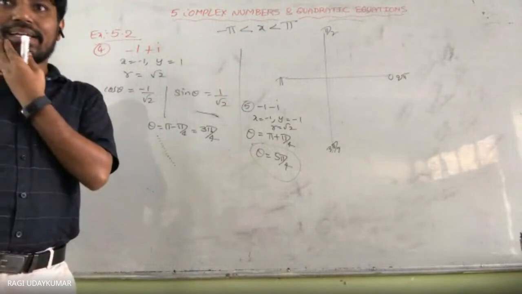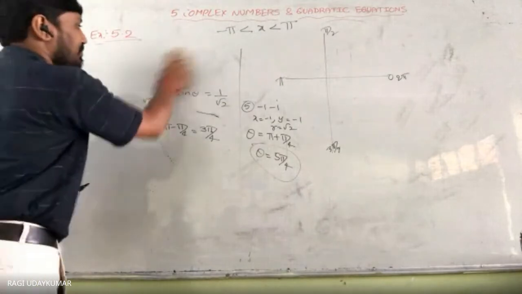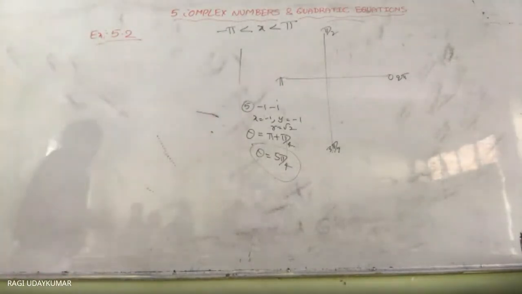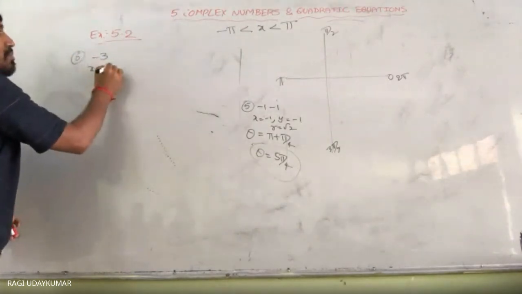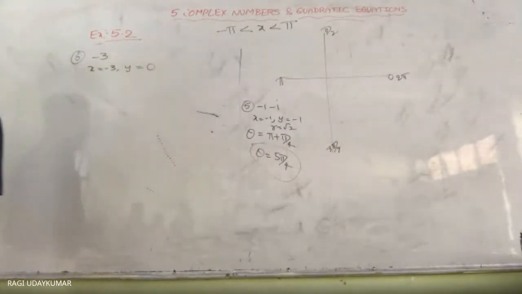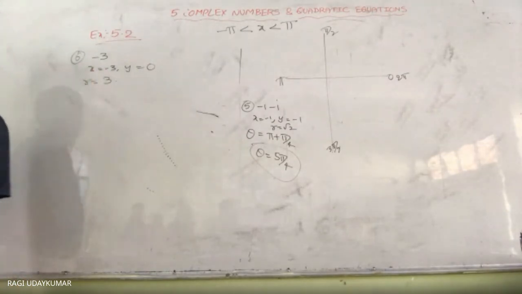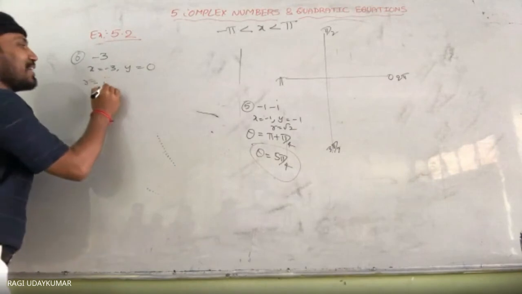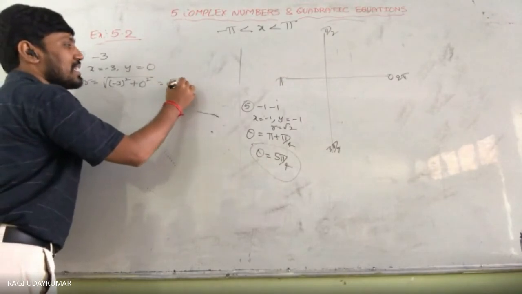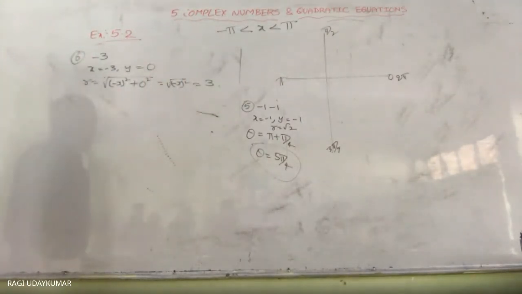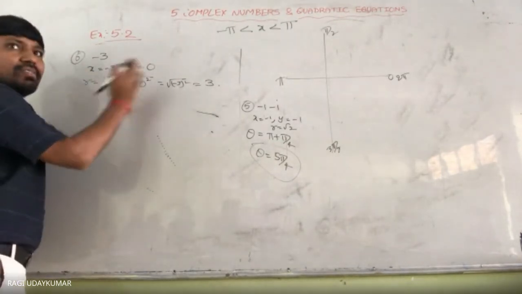If you know theta and r, you can write in polar form. Next, look at the sixth question, very interesting. Only -3 is given to you. How do you write that -3 in polar form? Sixth question, -3. So x equals -3, y equals 0. Then r equals under root of x square plus y square, which is under root of (-3) whole square plus 0 square, which equals +3. I told you this yesterday. So r equals +3.